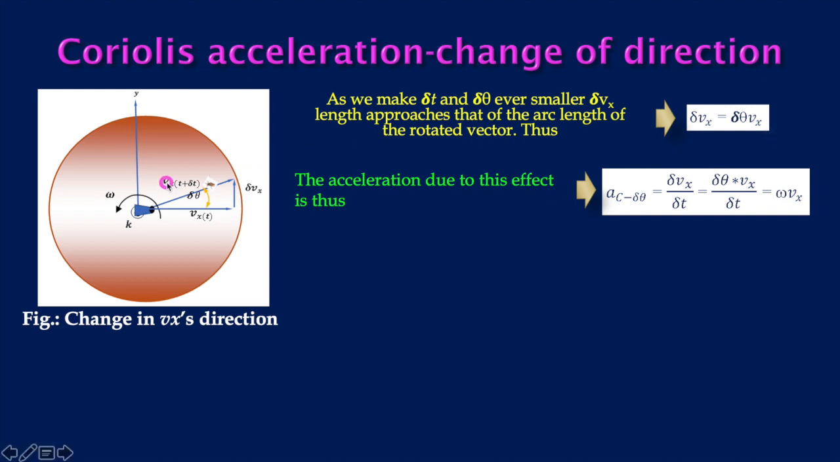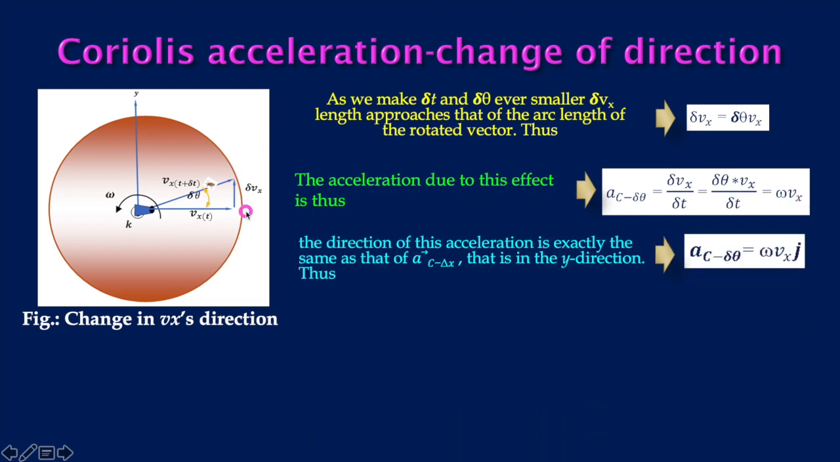Now what is the acceleration? There is a change of velocity del vx for the time del t. So divide del vx by del t, and substitute the value of del vx from here. So it is vx into del theta by del t, which is omega vx.